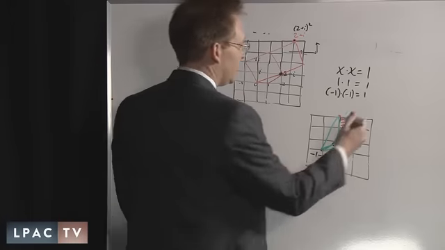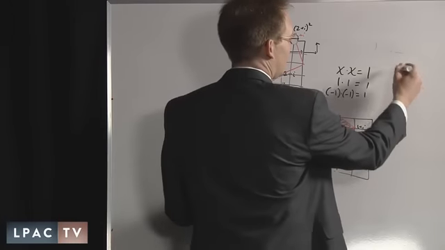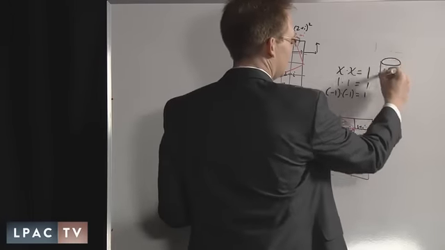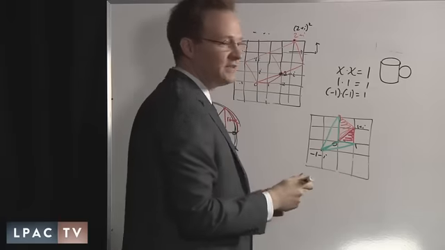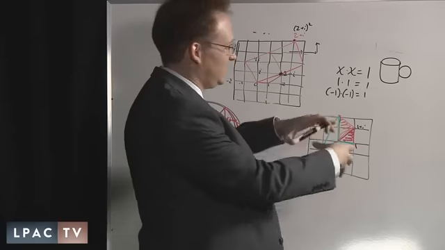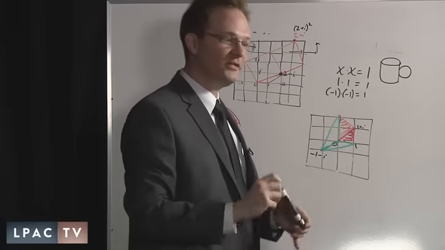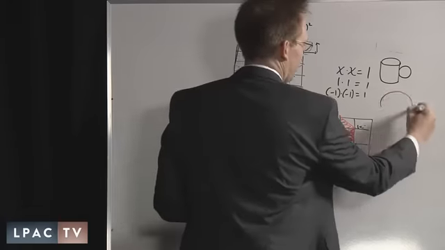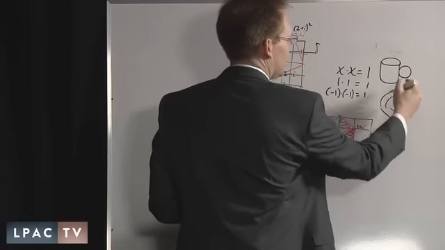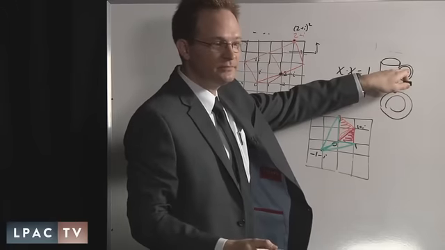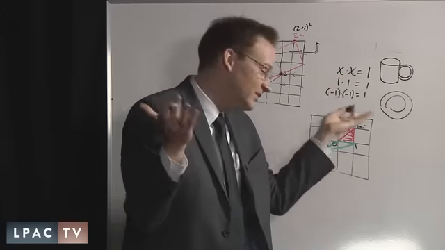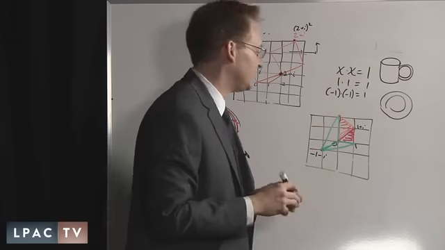For example, this is a common one people talk about when they're talking about surfaces. They say if I had a teacup, a coffee mug, and I just bent it and remolded it smoothly, I could turn it into a donut, because either way, it's just got one hole in it. So they say, well, that's something about the surface.